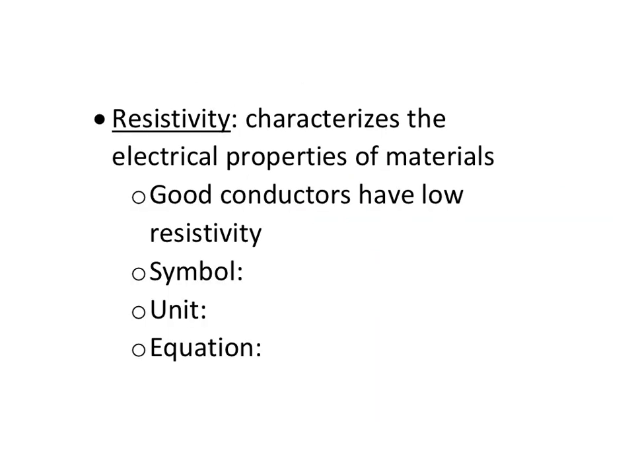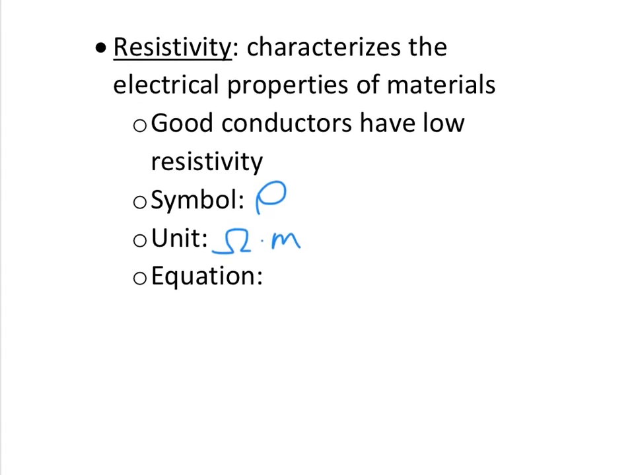Okay, and last but not least, we have resistivity. This characterizes the electrical properties of materials. Good conductors are going to have low resistivity. The symbol for that is the Greek letter rho, and that's a lowercase rho. It kind of looks like a cursive-ish P. The unit for resistivity is an ohm meter. And the equation, it's not necessarily for resistivity, it's more for how you figure out resistance.